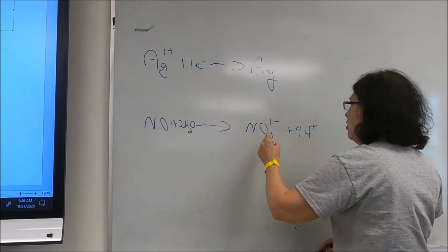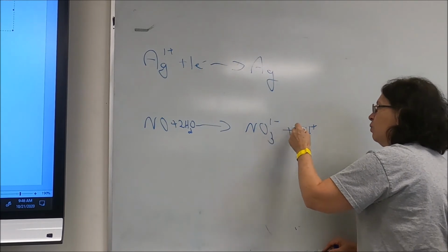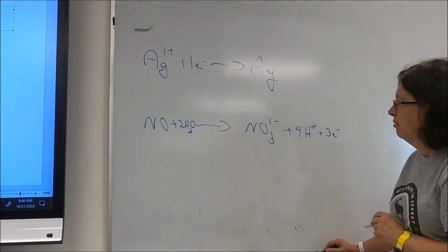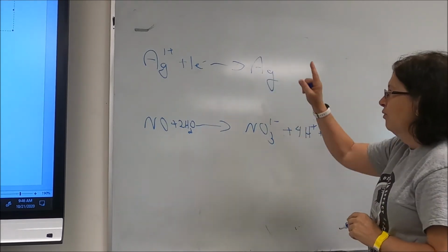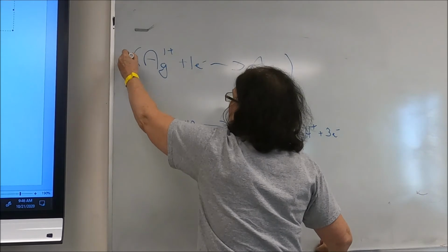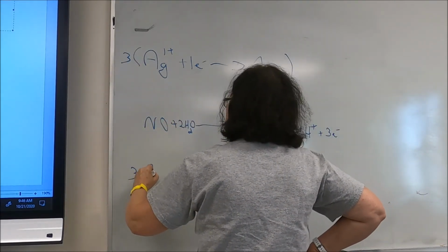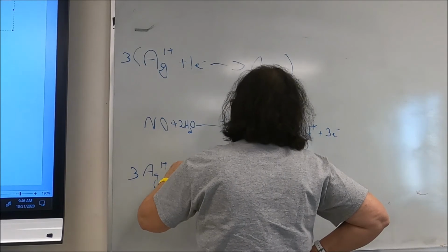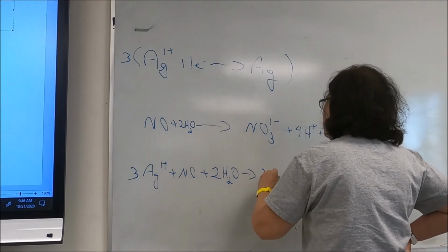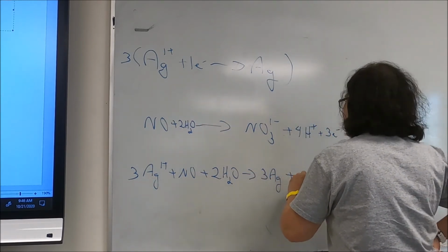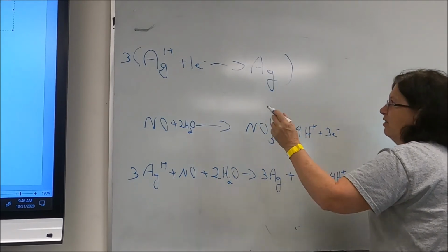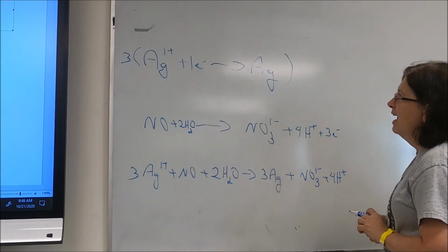Down here, no net charge here. I have a net charge of -1 plus 4 plus 3 here, so I need to add in 3 electrons here. Top reaction involves 1 electron, bottom reaction involves 3. So I'm going to multiply that by 3. So that gives me 3 silver ions plus a nitrogen monoxide plus 2 waters going to 3 silver atoms plus a nitrate ion and 4 hydrogen ions. The electrons cancel out.